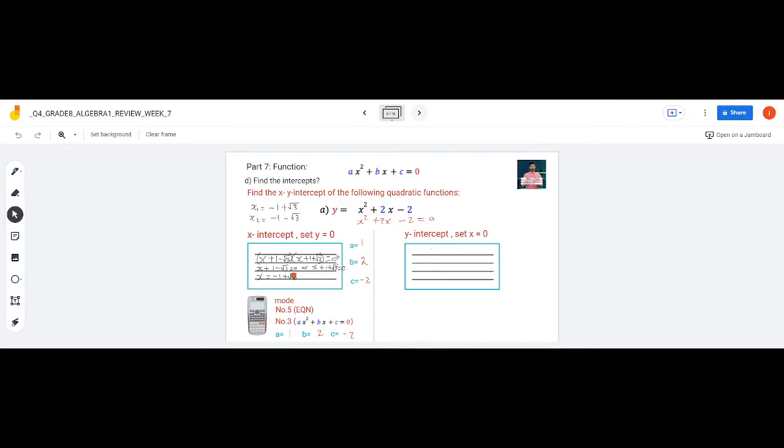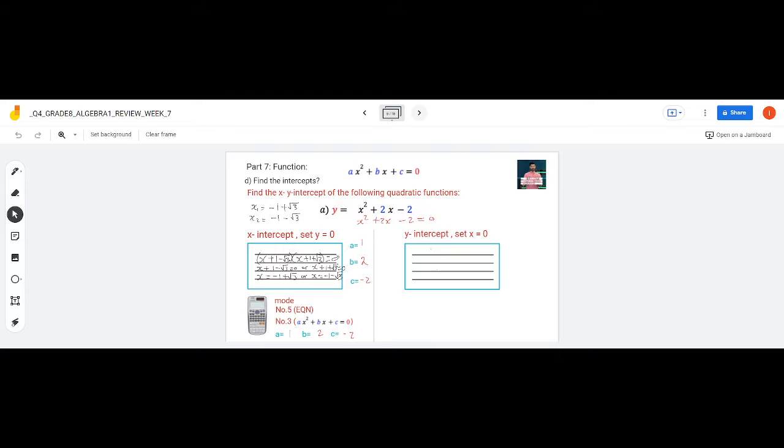You can see it's basically the same as the first x value. Or x equals, it's going to be definitely the second x value, which is -1 minus square root of 3. Great. So now that we have our x-intercepts, now we can go ahead and find the y-intercept.